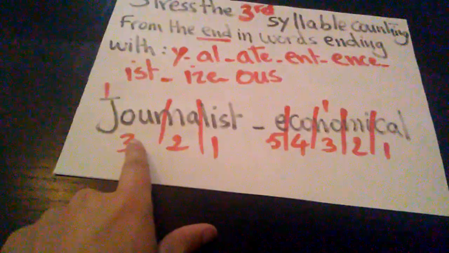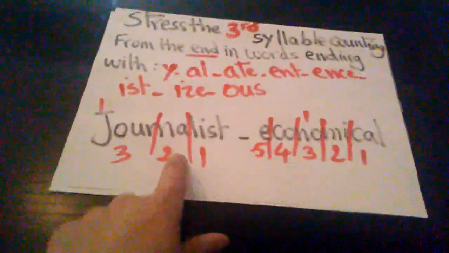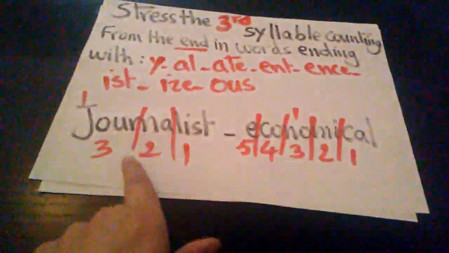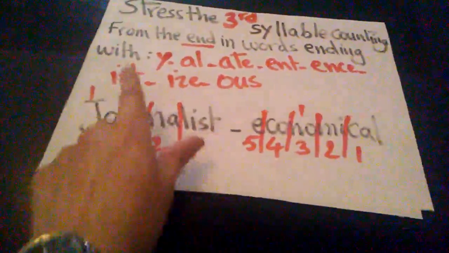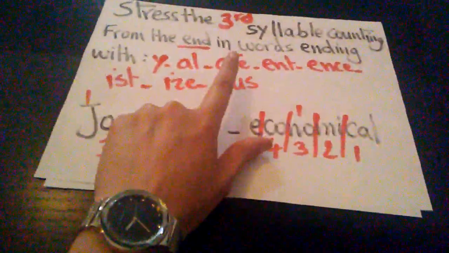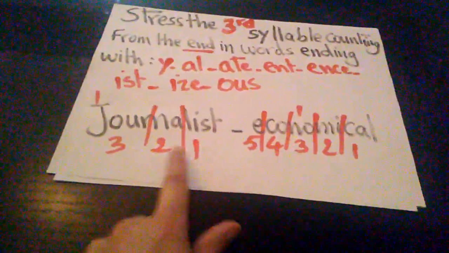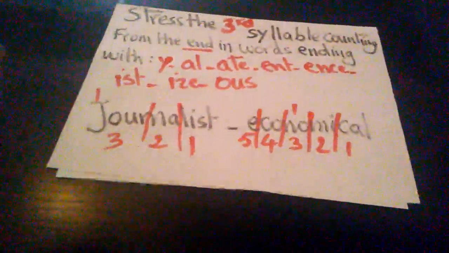I start by dividing: jour-na-list. I count 1, 2, 3. It ends with ist. It is here. I stress the third syllable counting from the end. 1, 2, 3. Stress.